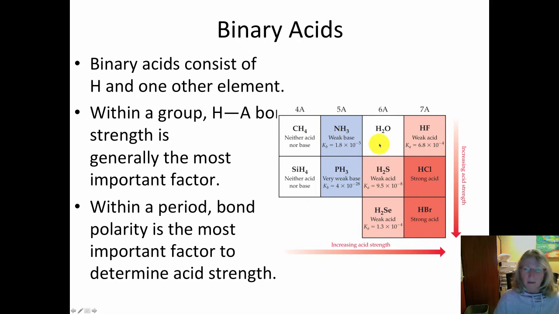Now water is a little hard to explain because it's both acting as an acid and acting as a base, depending upon who's in the neighborhood. So let's look at the example of hydrogen sulfide, or when you dissolve hydrogen sulfide in water, you make hydrosulfuric acid, I think is its name. And then of course you're all familiar with hydrochloric acid. So one of the factors within a period that increases the strength or the ability of a substance to act as an acid is increasing polarity.